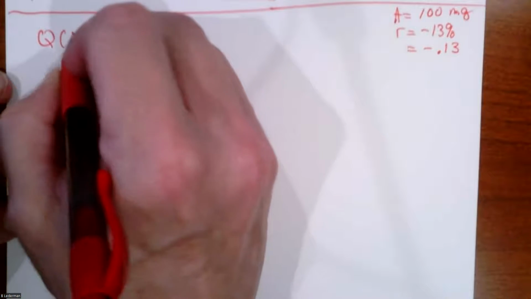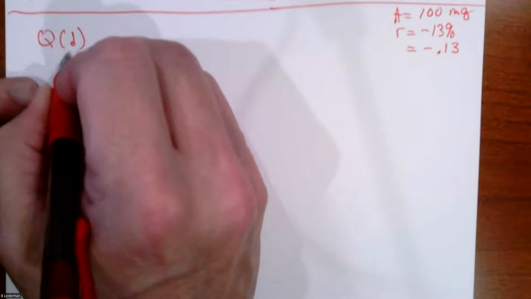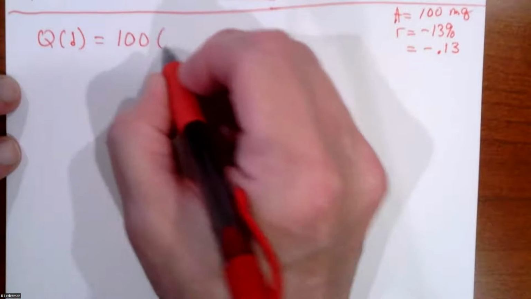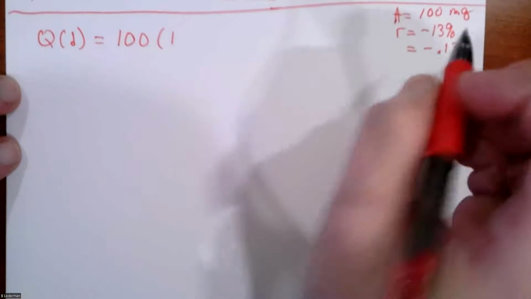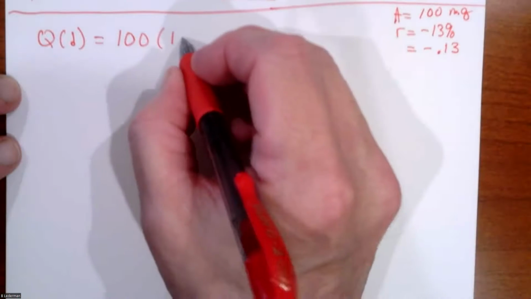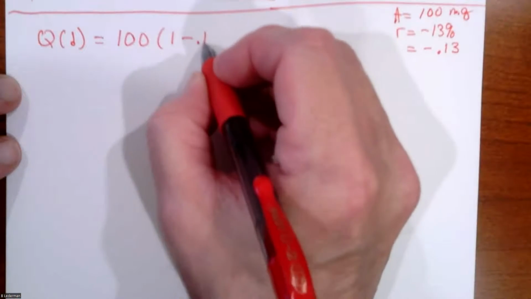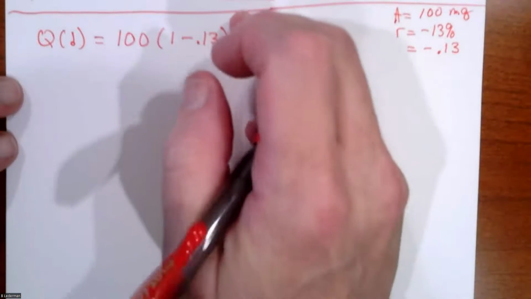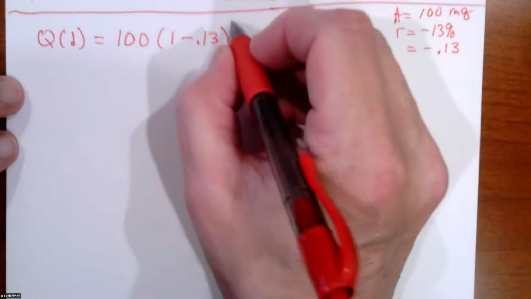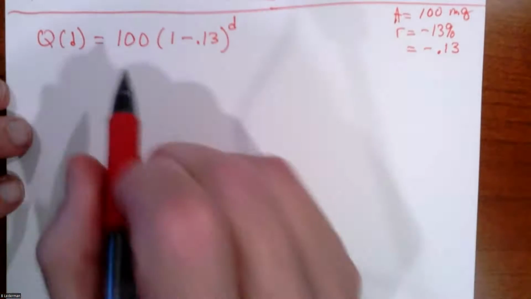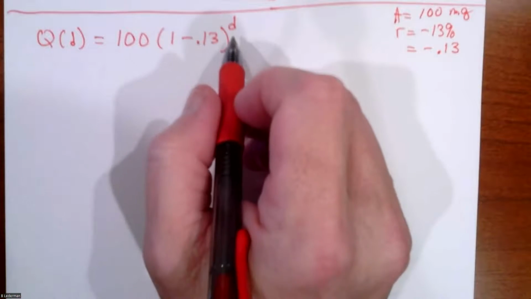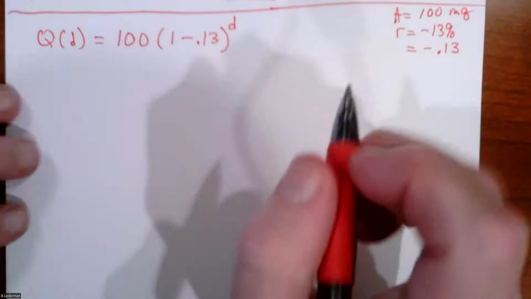The quantity as a function of days is equal to the initial amount, which is 100, times 1 minus 0.13 to the d power, to the number of days. It means I multiply this times the number of days, and that's it. That's my formula.